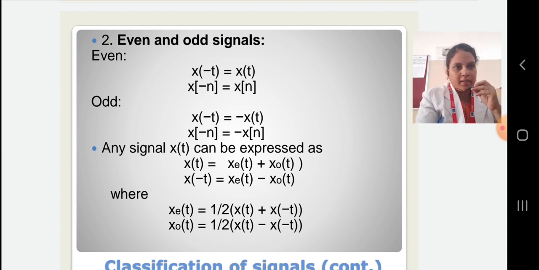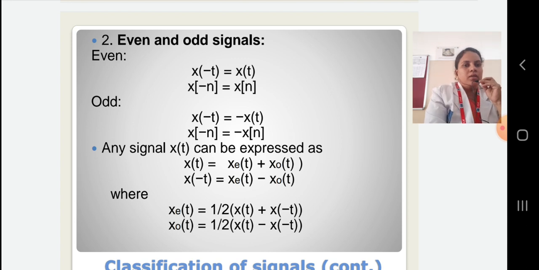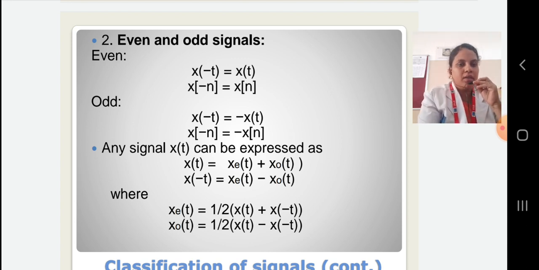And what is an odd signal? An odd signal should satisfy the condition x of minus t equals minus x of t, and x of minus n is equal to minus x of n. If the signal satisfies this condition, it is known as an odd signal. And always remember that t is for continuous time and n is for discrete time.